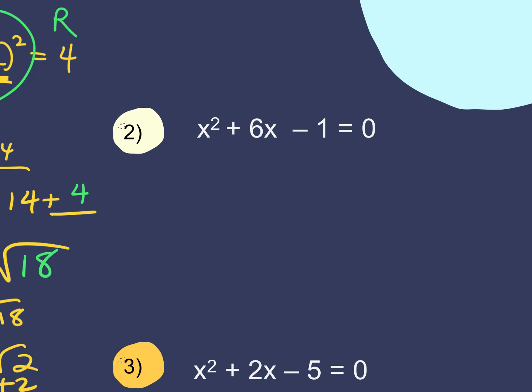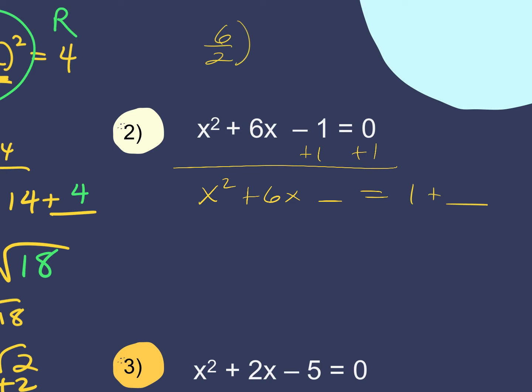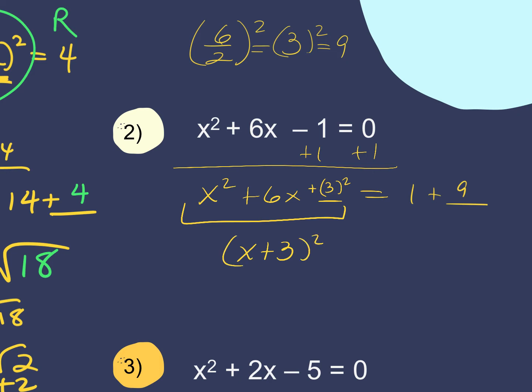Okay, so we're going to add the 1. We need to get the constant to the other side. Leave the blank space. Take the b term, divide it by 2, and square it. I get 3 squared, which is 9. So I'm going to be adding 9 to both sides. But what I like to put in here is a plus 3 squared. And then over here I'll put the 9, because I got to do the math on the right side. So now I factor this trinomial. This turns into x plus 3 squared equals 10.